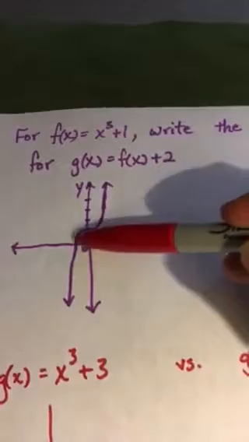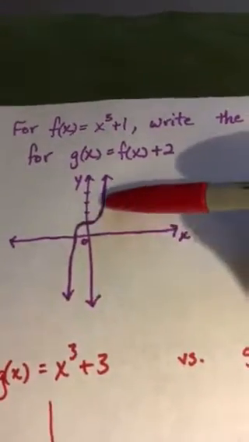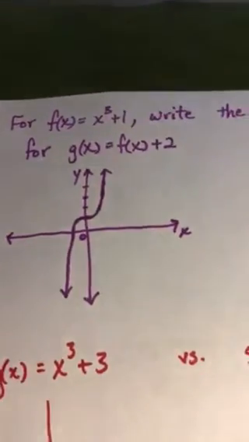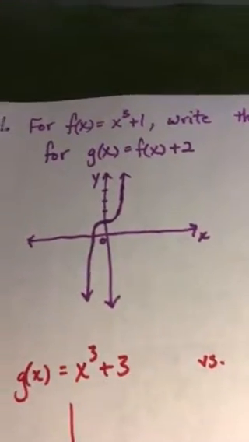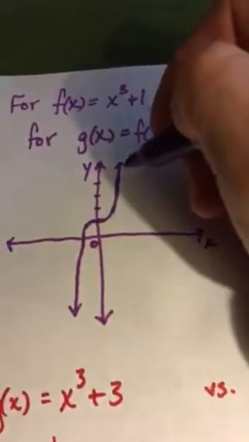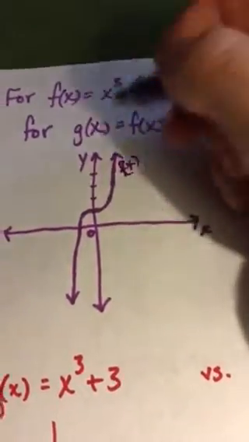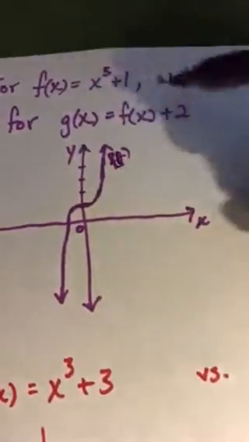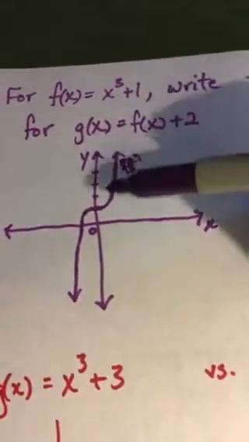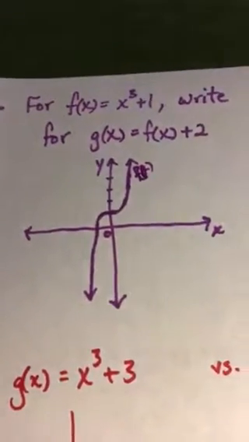So if this purple curved line right here is the original graph for f of x, I'm going to write that in. So this is your f of x right here. Sorry about that. So this is the graph for the x cubed plus 1.